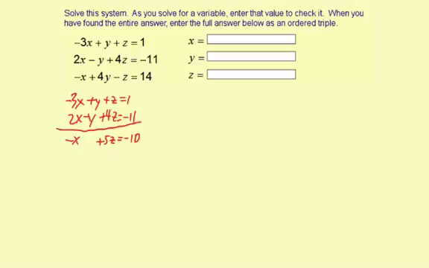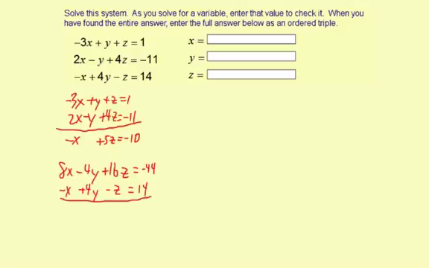So we need to multiply this entire equation 2 by 4. So 4 times 2x is going to be 8x. And then 4 times negative y is negative 4y. And then 4 times 4z is plus 16z, positive, equals, and then 4 times negative 11 is negative 44. Now I'm going to recopy this third equation. So it's negative x plus 4y minus z equals 14.